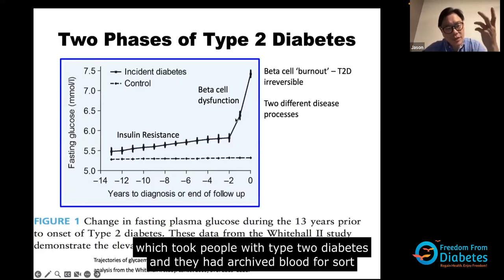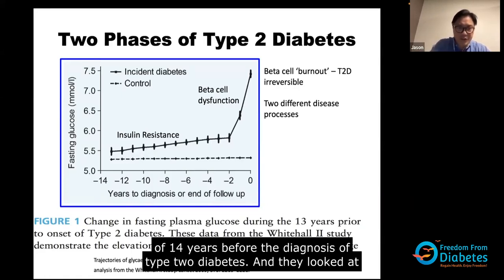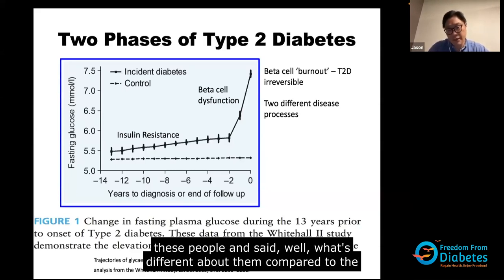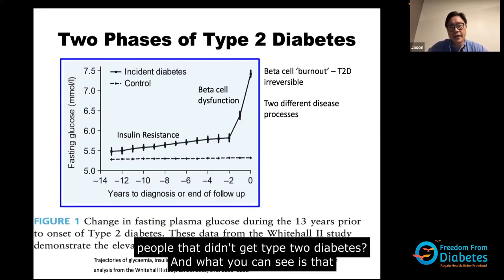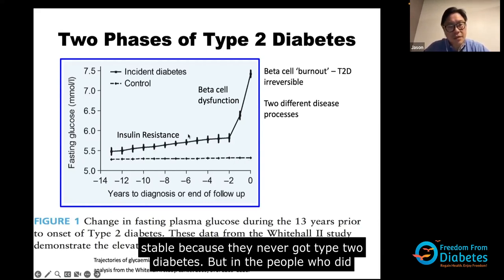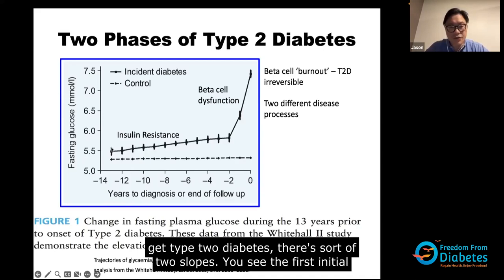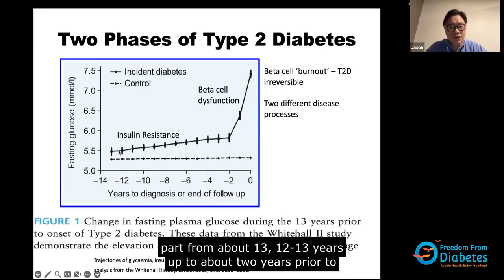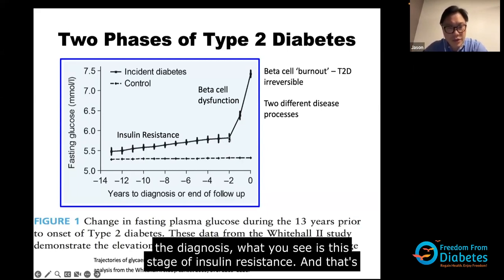which took people with type 2 diabetes and they had archived blood for 14 years before the diagnosis of type 2 diabetes. And they looked at these people and said, well, what's different about them compared to the people that didn't get type 2 diabetes? And what you can see is that the fasting glucose in the people who didn't have diabetes stays stable because they never got the type 2 diabetes. But in the people who did get type 2 diabetes, there's two slopes. You see the first initial part from about 12, 13 years up to about 2 years prior to the diagnosis.